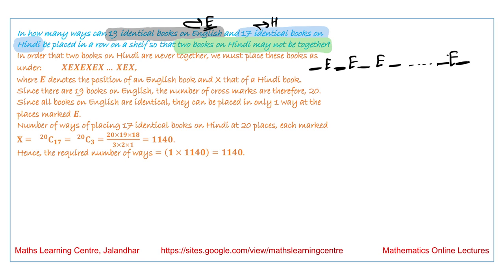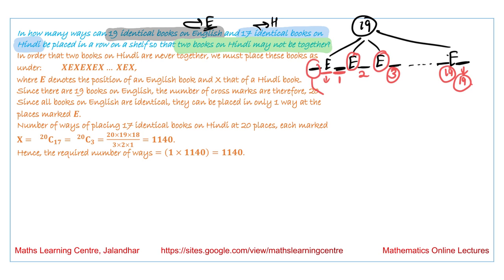The total number of English books we have is 19. Now if we count the number of empty spaces: this is the first English book, and corresponding to this is the first empty space. This is the second English book, and this is the second empty space. This is the third English book, the third empty space. Likewise, this is the 19th English book, so this place corresponds to the 19th empty space. And this first space, if we add it, gives us 20 empty spaces.